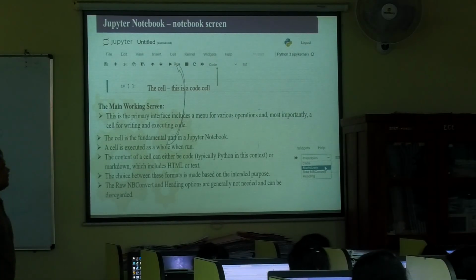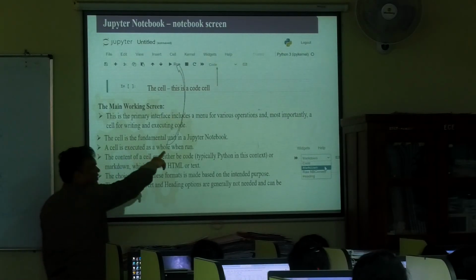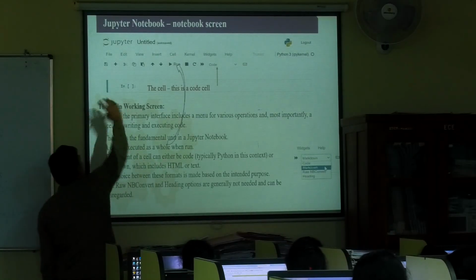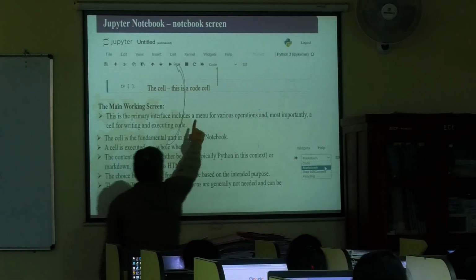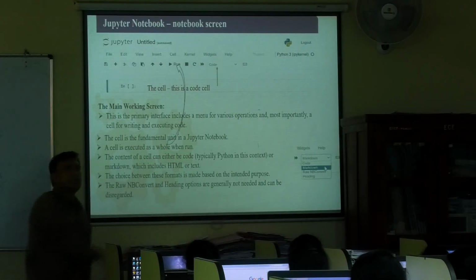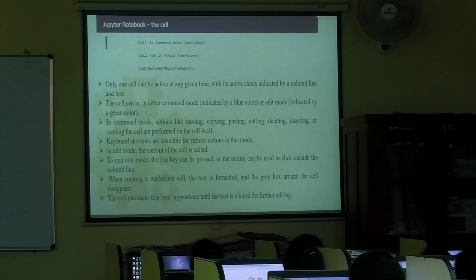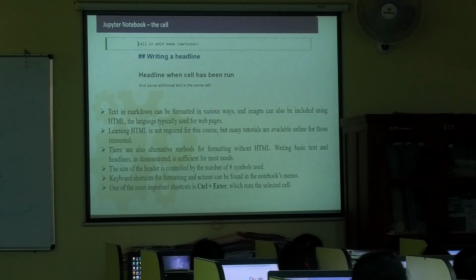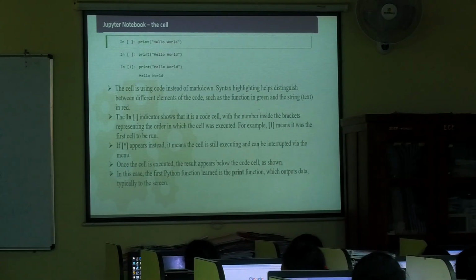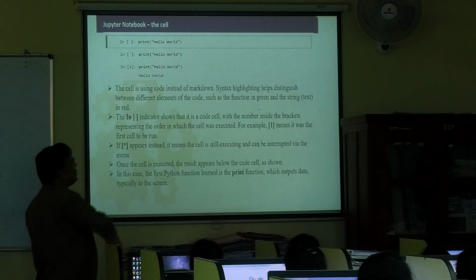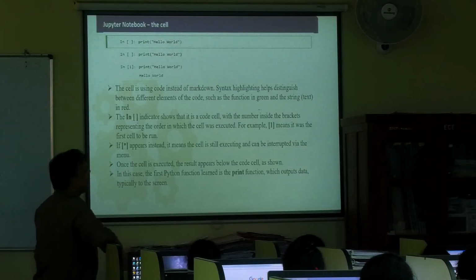So this is the primary interface, which includes menus for various operations, and most importantly, the cell for writing and executing code. This area is called a cell. If you click here, a plus button will come. You can create multiple cells while creating new programs. So in the Jupyter Notebook, the cells will be created. This is like you have written print hello world. The cell is using code instead of markdown. Syntax highlighting helps distinguish between different elements of the code.